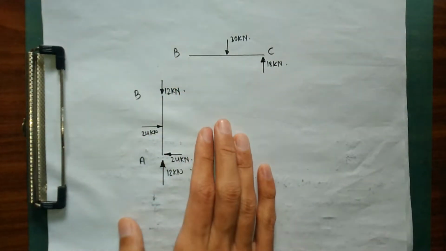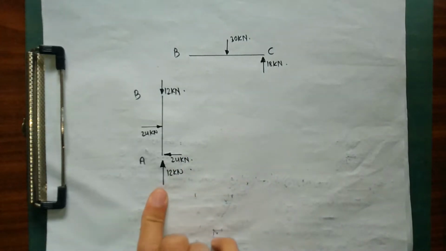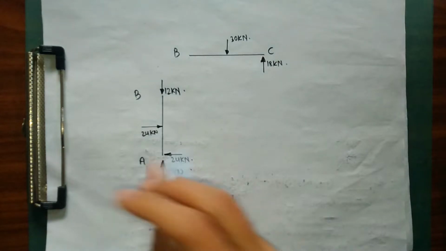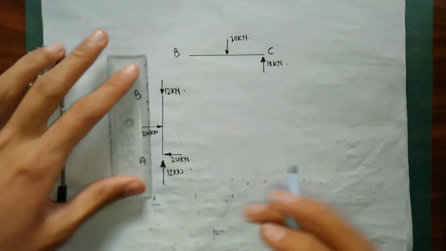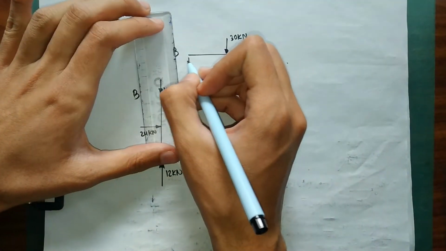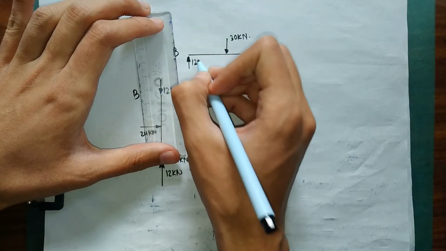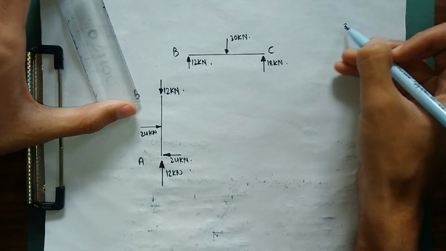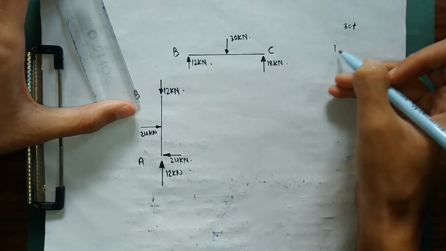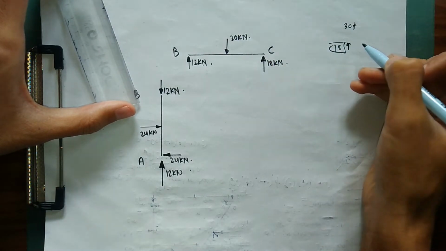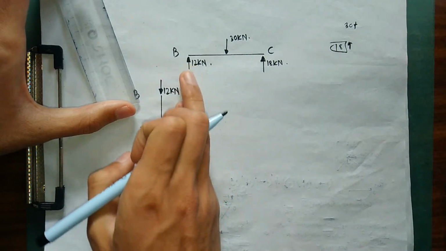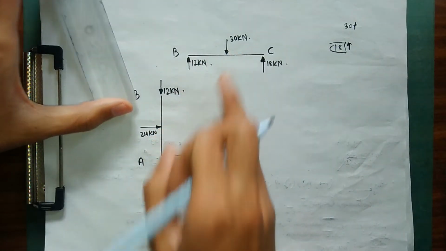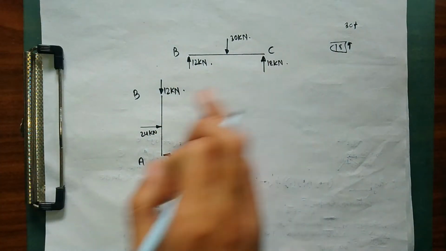Next we have a force of 12 kilonewton acting upward and 12 kilonewton acting downward. So in order to maintain equilibrium, at our joint B we need a force of 12 kilonewton acting upward. You can understand it in this way as well. There is a force of 30 kilonewton acting downward, and a force of 18 kilonewton acting upward. So in order to maintain equilibrium, a force of 12 kN must act upward. 18 plus 12 is 30. You can understand it this way or that way as well.